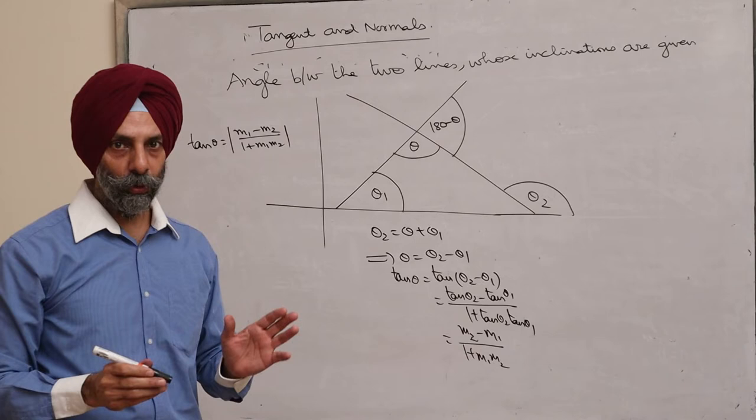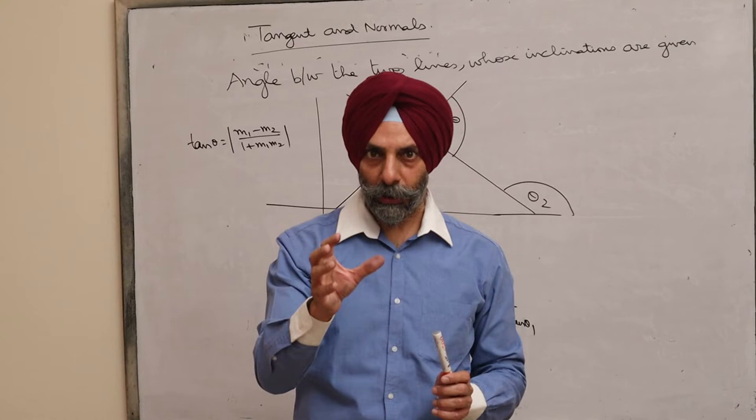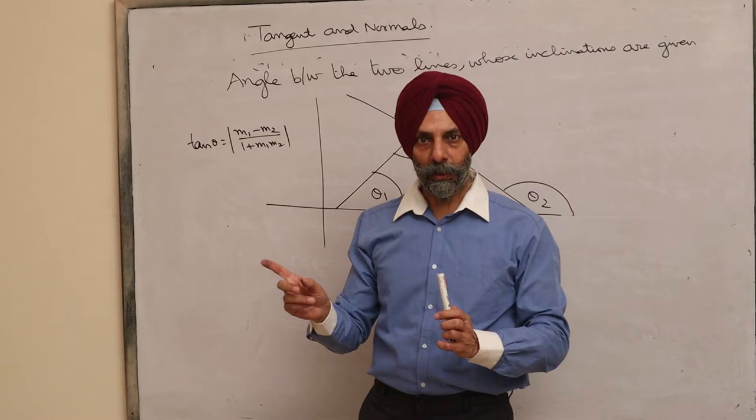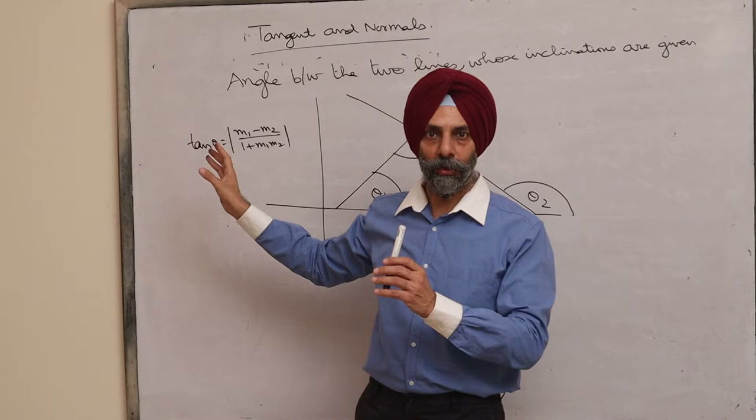If the question is asked as to find the obtuse angle between the given lines, then we will simply take tan theta equal to the negative value. If the question is asked as to find the angle between the lines, then we will just simply take the positive value here, right?